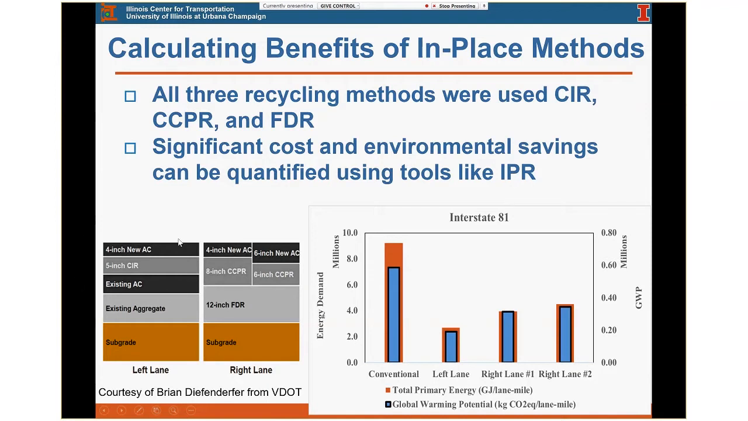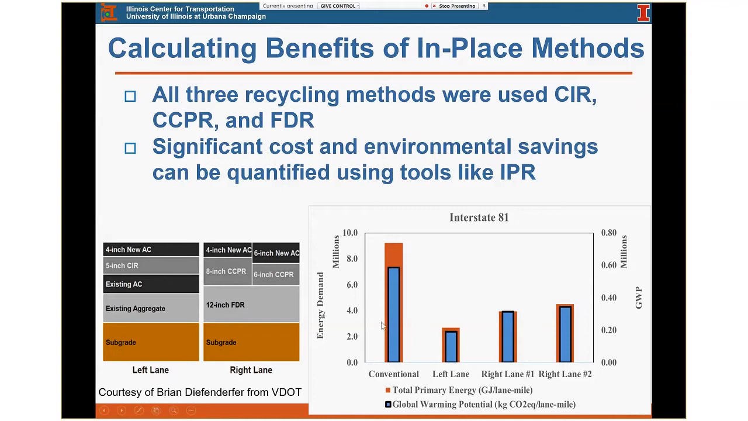These are the structures used in the construction. They have 4-inch new HMA in the left lane, 5-inch CIR, and existing AC, a much thinner structure, with much less traffic capacity, structural capacity. On the right lane, we have a much stronger structure. We have 4-inch and 8-inch, 6-inch and 8-inch CCPR, so much higher bound layers on the top, on top of 12-inch FDR.